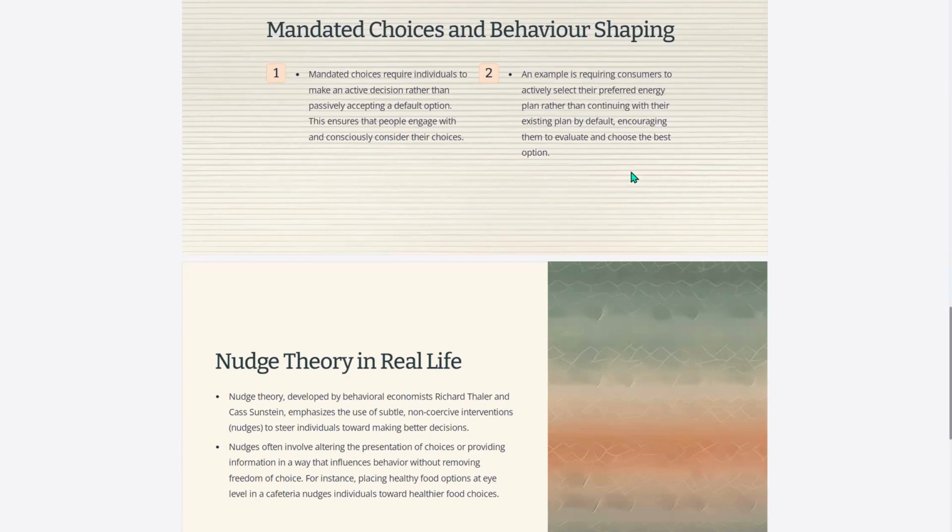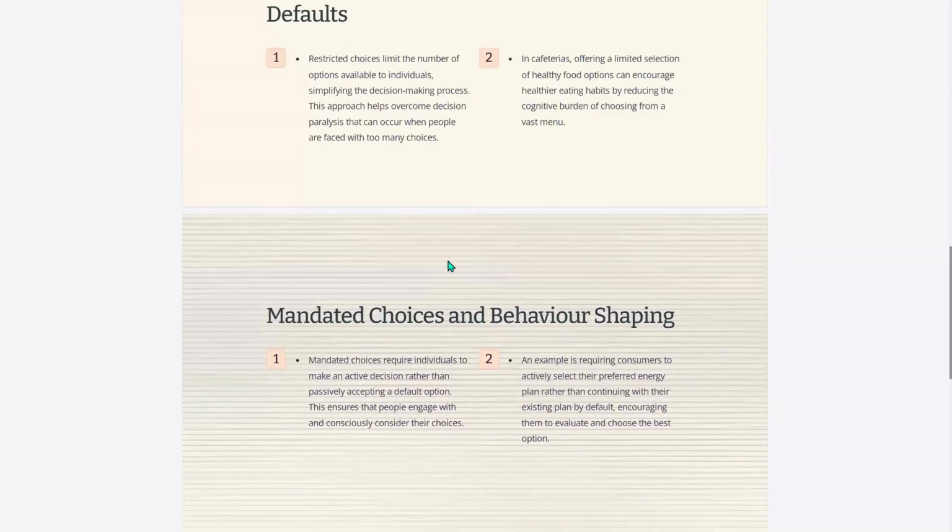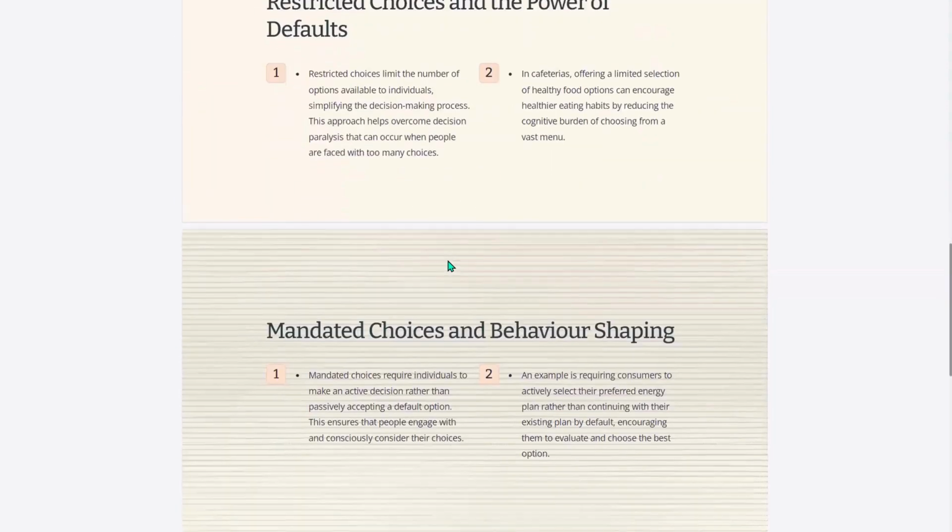I was reading somewhere that one of the states in the US made a mandated choice, I think it was mandate or default, I don't remember. There is something called opt-in or opt-out. So, by default, customers were enrolled in an organ donation plan unless they opt out.